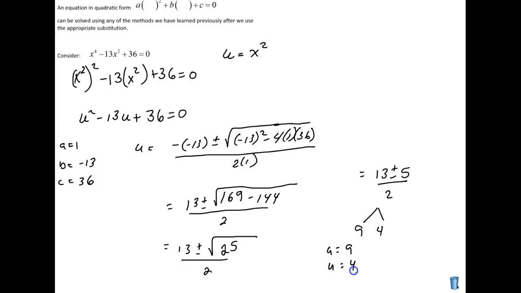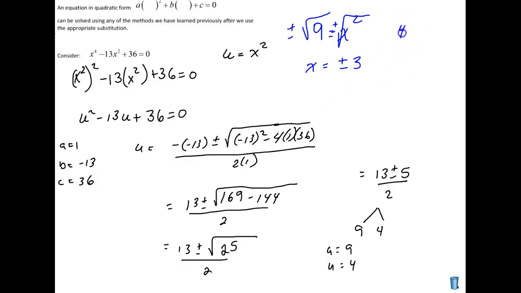Now I'm not done yet, because these are my u values. I have to plug these back in to get my x values, because remember the problem was in terms of x. So I just plug it back into this equation. I have 9 equals x squared. We know that we can solve this by taking the plus or minus square root of both sides. So now I'm going to rewrite it with my x part first: x equals plus or minus the square root of 9, which is 3. So there are two solutions right there: x equals 3 and x equals negative 3.